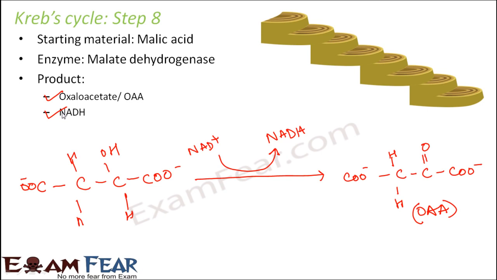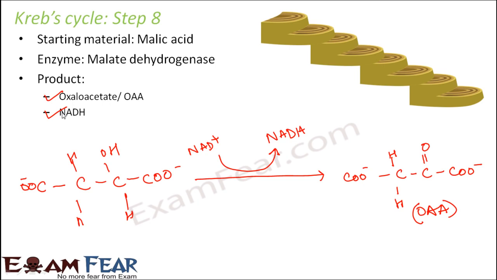Right? So this is all about the Krebs cycle, the multi-step process, where the main motto is to convert the acetyl coenzyme A to a number of compounds. That is, it has to undergo a lot of decarboxylation so that complete oxidation of pyruvate can take place.